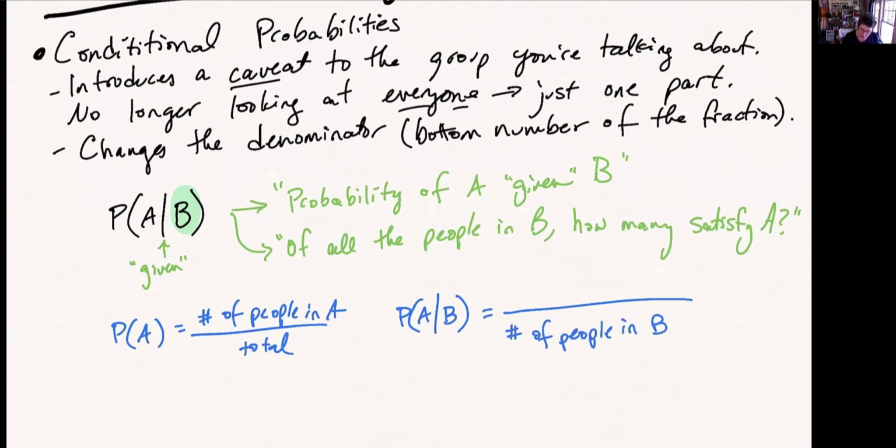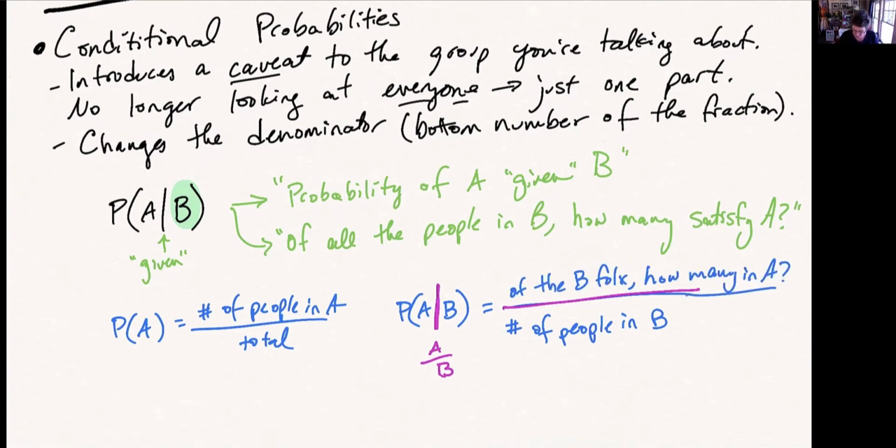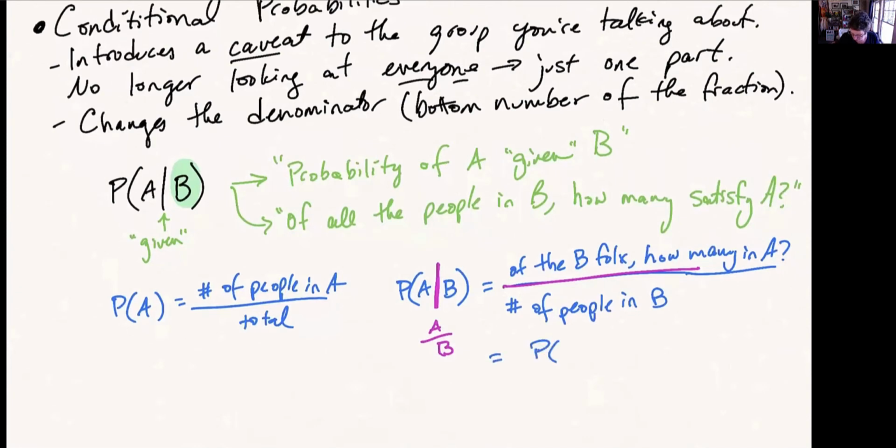Okay, and what I like to think of is this vertical line as a way to indicate my denominator is changing. Because if you take this and flip it sideways, you see here is my new fraction bar. The B goes on the bottom, and on the top I'm going to put the number of people in A. But of the people in B, so just looking at B, how many of them are also in A? Okay, formally, how we say this is this new top is the probability of A and B.